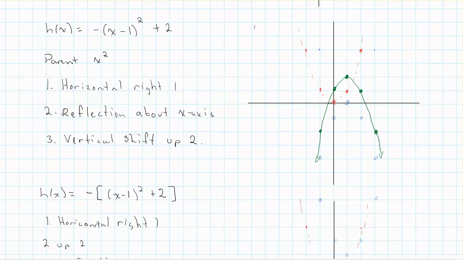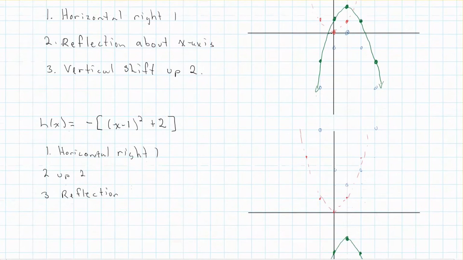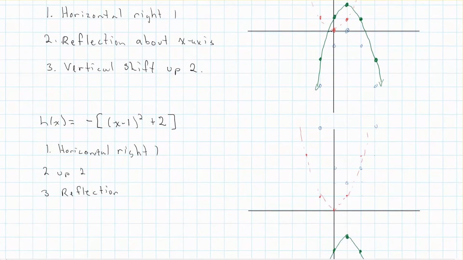So the first one, the order was a horizontal right 1, then a reflection about the x-axis, then a vertical shift up 2. And the second one was a reflection, a horizontal right 1, then up 2, then a reflection across the x-axis. So it does matter the order that you do these transformations in.